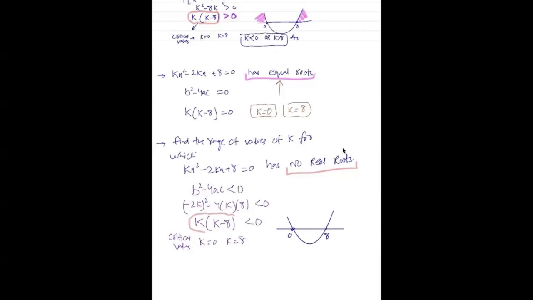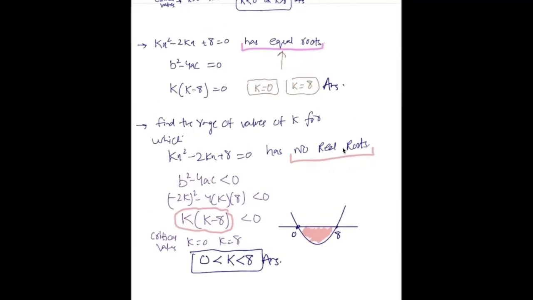I want this curve to be less than 0. So for what values of k is my curve less than 0? k greater than 0 and less than 8. Do you agree with me? Are you following till here, or is there any difficulty? Please let me know right now so that I can clear your concepts.